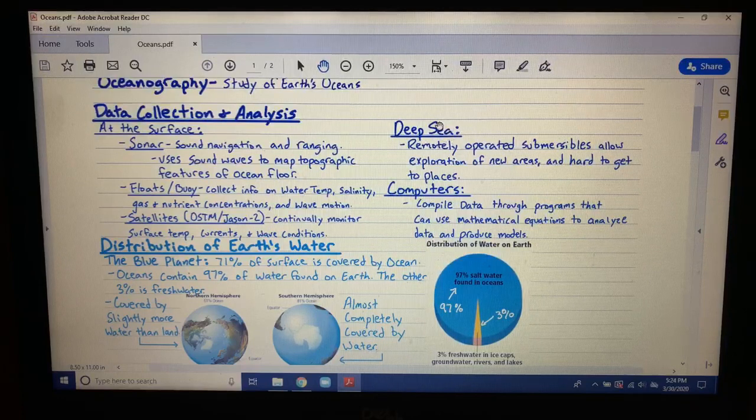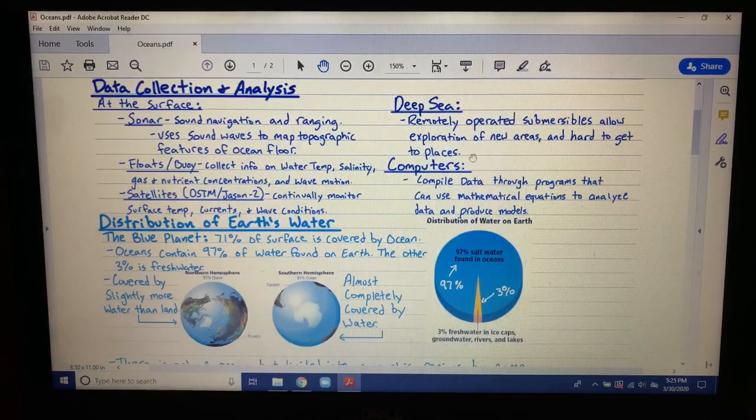At the deep sea level, we're going to use remotely operated submersibles, things that can go underwater. Sometimes they'll have people in them, sometimes they won't. That's where that "remotely" comes from, to explore new areas and hard to get places that we wouldn't otherwise be able to study. And then we can use computers to compile all the data that we get from both places, and that helps us to understand what we're looking at, produce models to show other people, and help us figure out what life in and around the ocean might look like if there are changes.